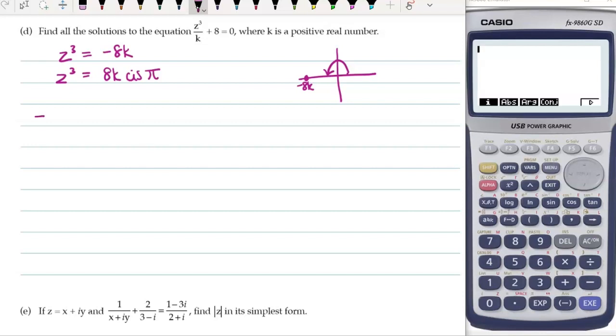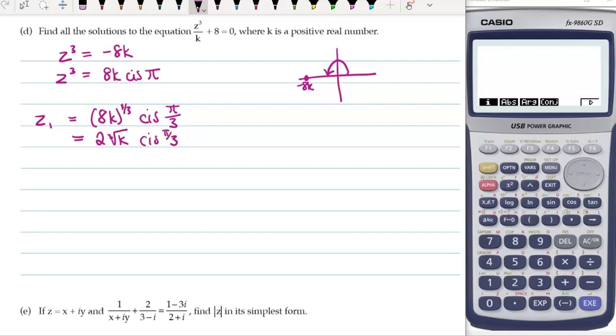Now, for our first solution, we will be doing the cubed root of 8k, and then the argument gets divided by 3. So the cubed root of 8 is 2, so this is 2 k to the third, or cubed root of k, however you want to write that, cis pi by 3.